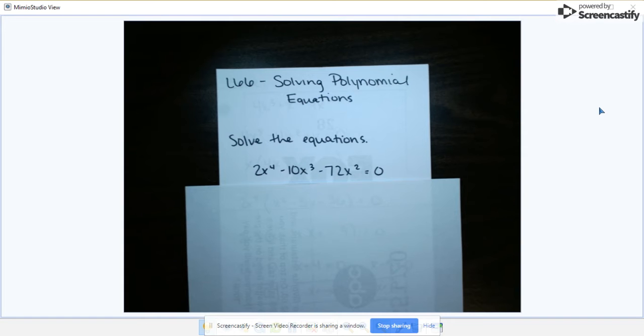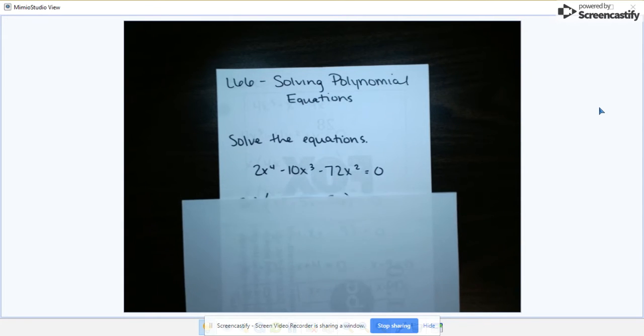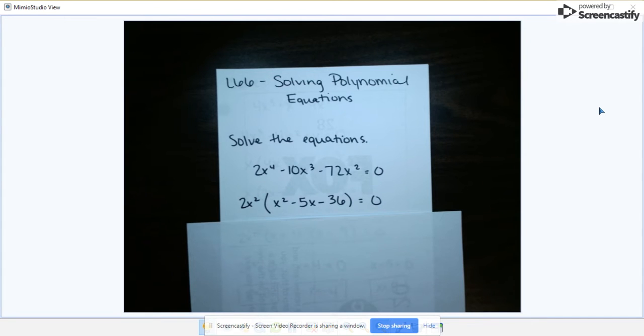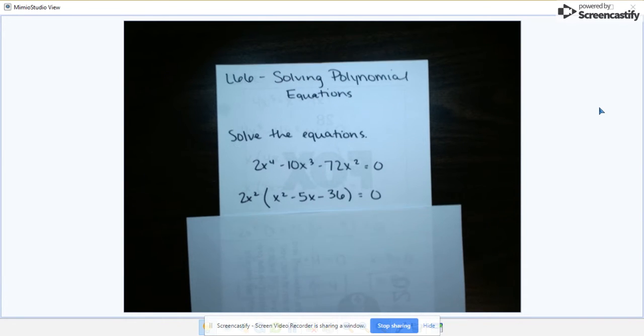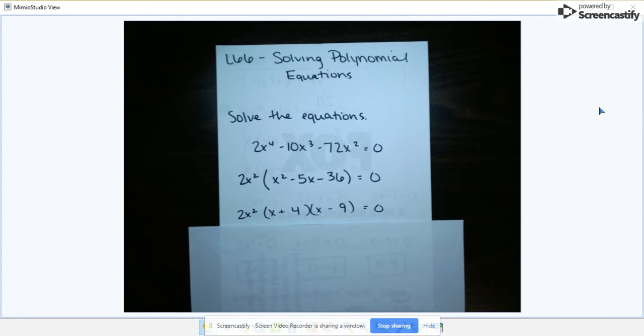And we can factor out a 2x squared from every single one of our terms. So we're going to do that. That leaves us with x squared minus 5x minus 36. And now what's inside parentheses is a trinomial. And we know how to factor quadratic trinomials, so we're going to do that. The parentheses factor to be (x plus 4)(x minus 9).